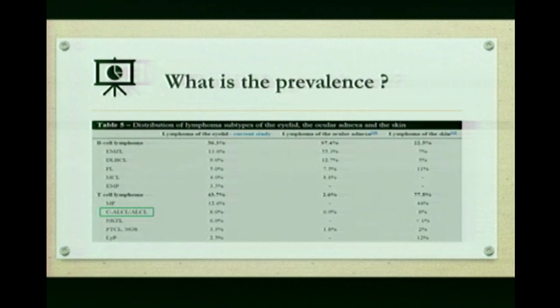This is a very beautiful schedule I found in this article. It shows that lymphoma of the eyelid can be of B-cell origin or T-cell lymphoma. It is roughly 50-50%, so half of the cases are B cells and half are T cells, one of which is, like in our case, the anaplastic large cell lymphoma, which is somewhat rare compared to the other types.